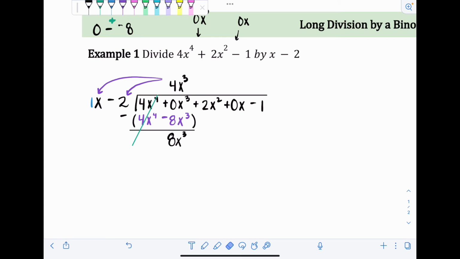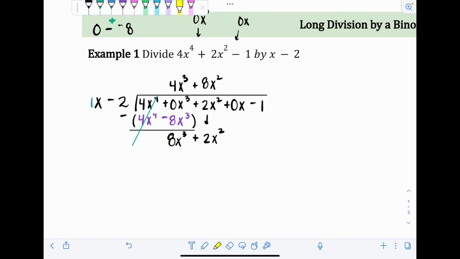And then after I've subtracted, I bring down one term. So I would bring down the plus 2x squared. And then I repeat the same exact process over. So now 8x cubed is my new first term. So that's what I'm dividing into now. So I would do 8x cubed divided by x, which is 8x squared. So that goes up here. So one more time through that: 8 divided by 1 is 8, and then x cubed divided by x goes down to x squared.